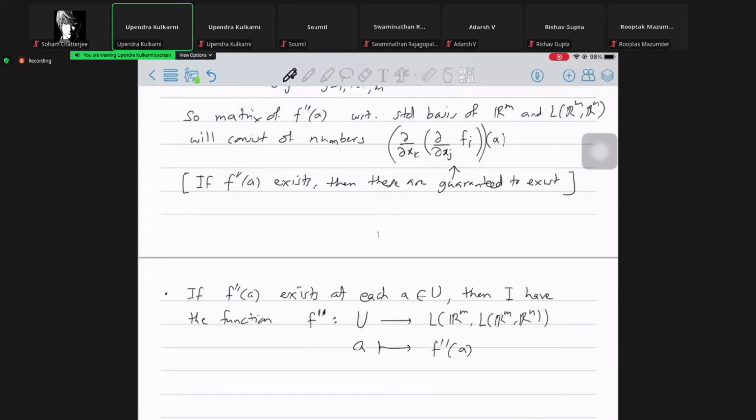And I asked you to think about what this space is. So this is equivalent to, because I'm talking about a space, anyone, quickly, the answer to this? This space is equivalent to? Sir, Rm square.